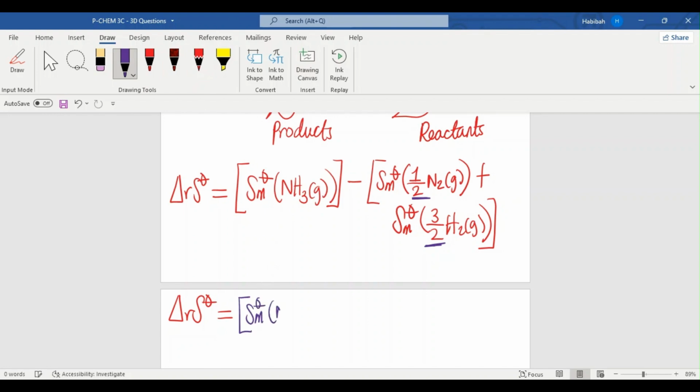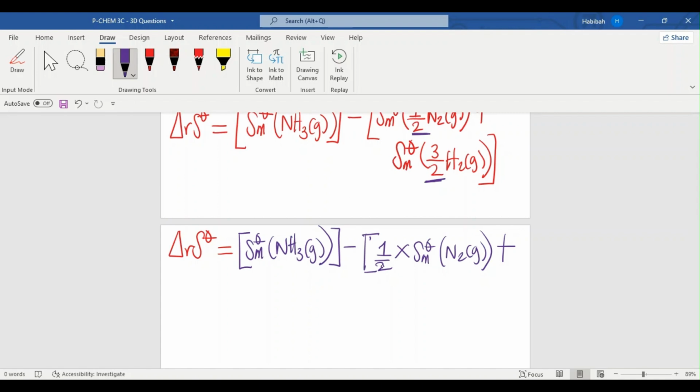So just bear with me. If you've been watching my videos, you know exactly what I'm about to do. The molar entropy of ammonia, minus half times the molar entropy of nitrogen gas, because that's how it's meant to be done, plus 3 over 2 times the molar entropy of hydrogen gas. So this is how the work is done.